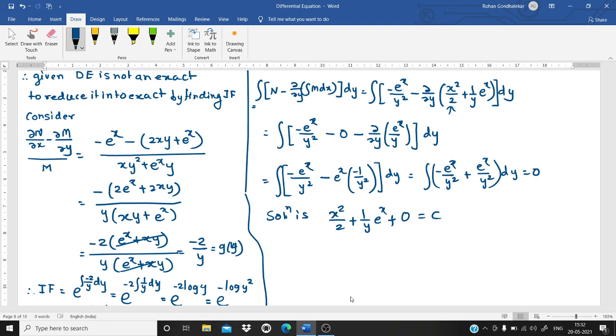So hence our final solution, x square by 2 plus 1 upon y e raised to x is equal to constant, is our expected solution. I hope you are clear with the fourth rule also. See, when we try to reduce a differential equation into exact form, we must follow a sequence to decide the correct rule for calculation of integrating factor.